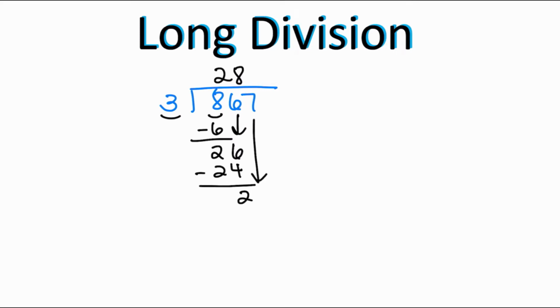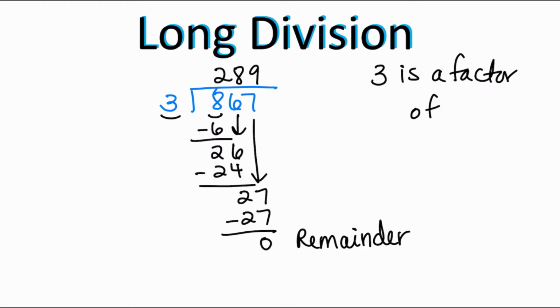And then I bring down the 7, okay? So 3 goes into 27 9 times. 9 times 3 is 27. You're left with 0. That means that there is no remainder. That also tells me that 3 is a factor of 867 because if I divide 867 by 3, it's going to give me exactly 289 without any decimals, without any remainder. So it is a factor.